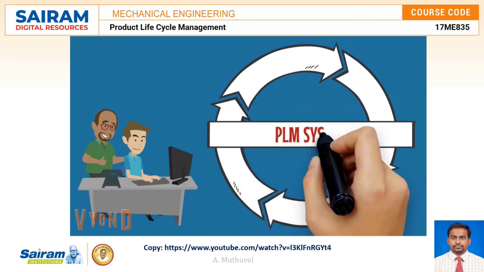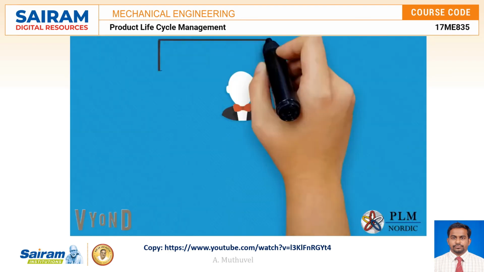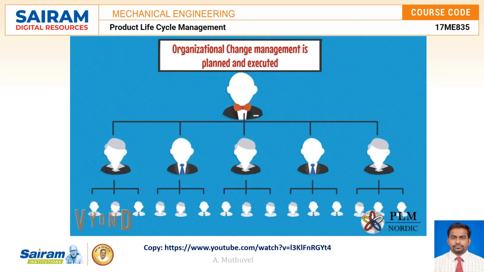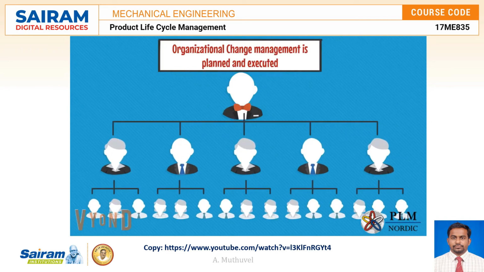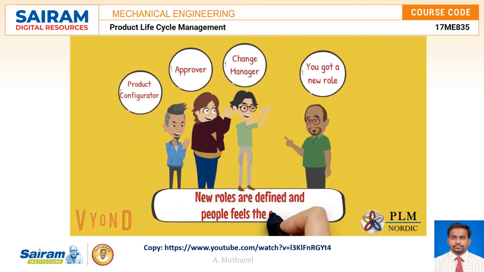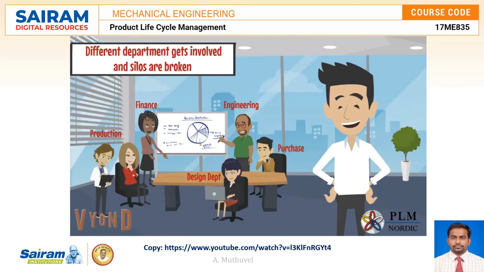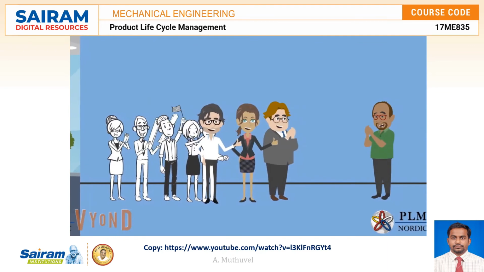Existing processes are mapped to new processes in the PLM system. Organizational change management is planned and executed. New roles are defined, and people feel the change. Different departments get involved in defining new processes, and silos are broken. Top management also gets involved.